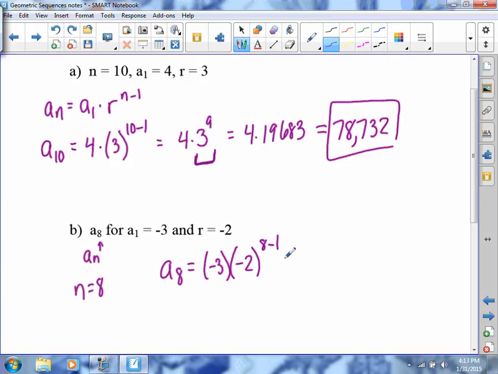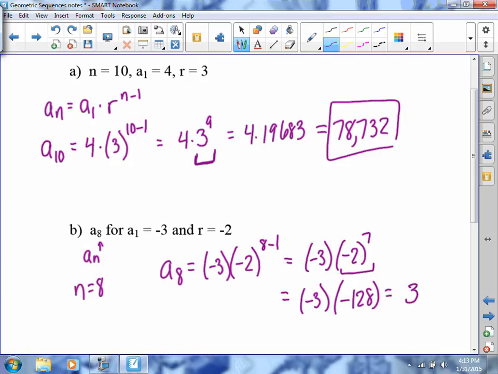So again, we're going to simplify this a little bit. -3 times -2 to the 7th. And then you'll have -3 times -128. Because again, we want to do just the -2 to the 7th. Make sure you do it in parentheses so that negative stays with the 2. The negative's getting multiplied 7 times as well. So since it's an odd exponent, you should get a negative number here. And then when you multiply this -128 by the -3, you get a positive 384.